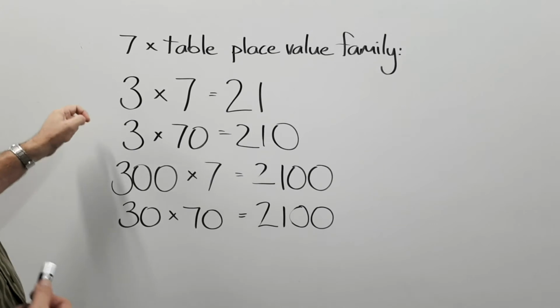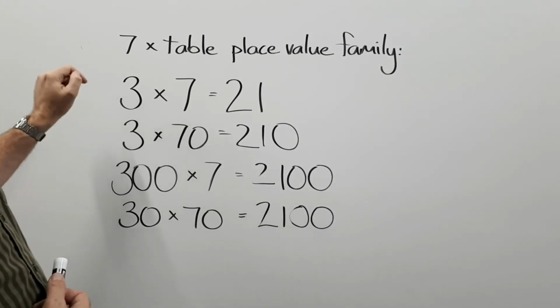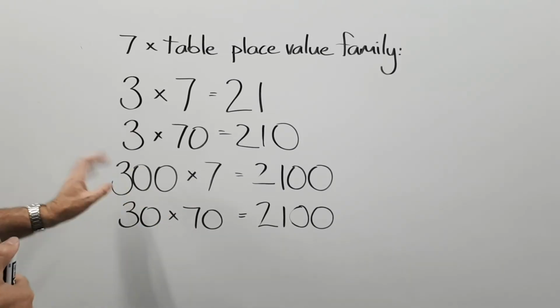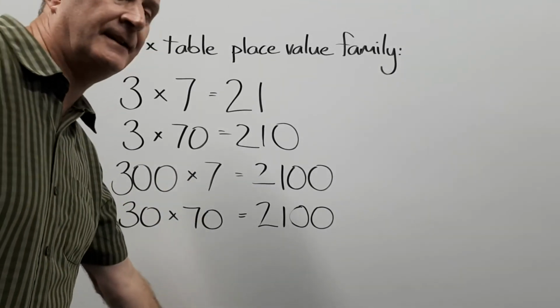It allows you to do quite big numbers straight away with only the basic facts that you learn from your 7 times table, 6 times, 8 times, whatever times tables. If you can attach the place value to it, you get a whole bunch of bonus facts for free. It's a really handy trick.